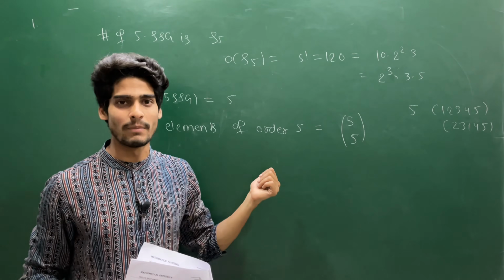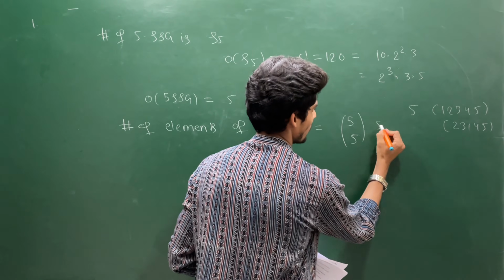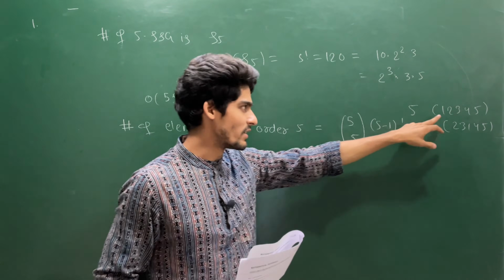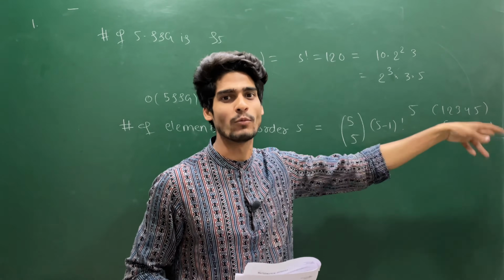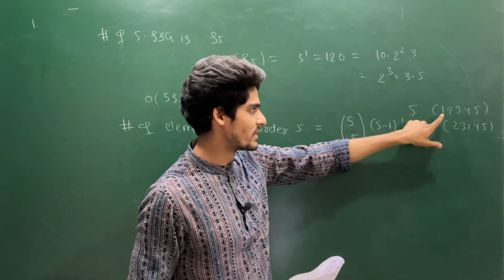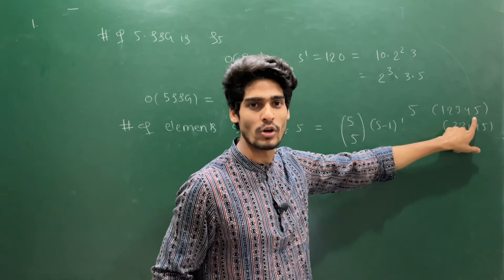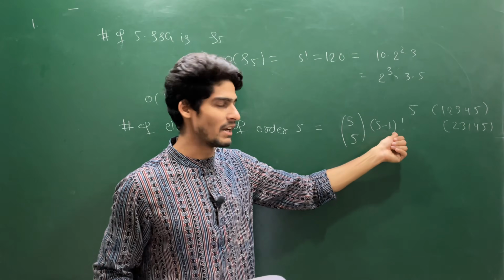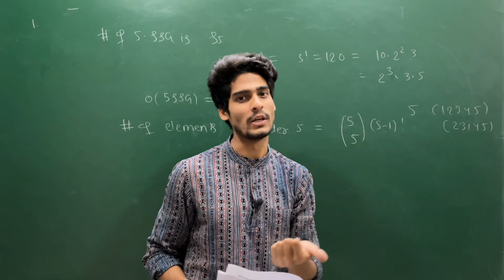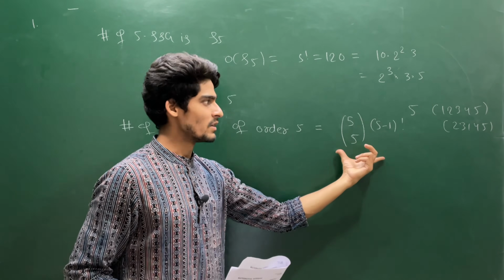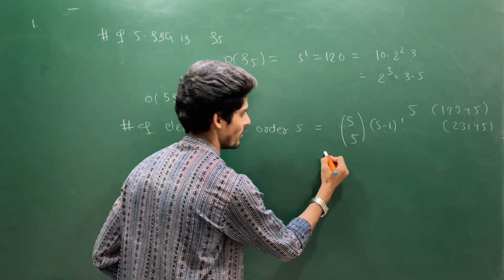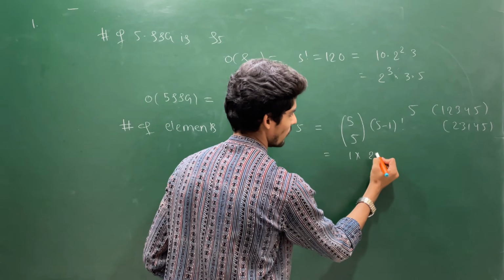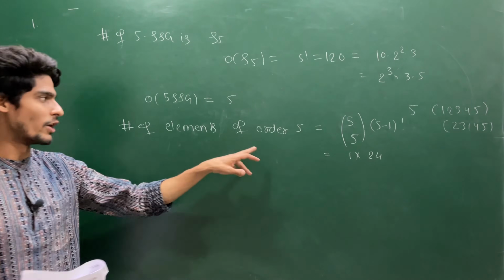So how many distinct elements are there? Exactly 5 minus 1 factorial. How? Because if I fix any element and move any other element, I am going to get a new element. Suppose I am fixing 1 and I have 2, 3, 4, 5 choices; I can move any element. So for that I have 4 factorial choices. So I fix one element and I can move the remaining 4 elements to get a new element. So I have total such combinations: 5 choose 5 will be 1, and 5 minus 1 factorial will give me 24. So I have 24 elements of order 5.